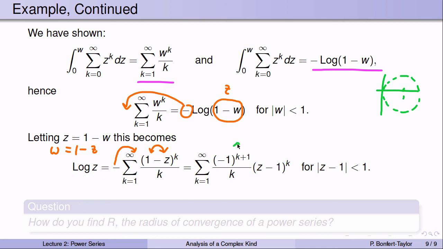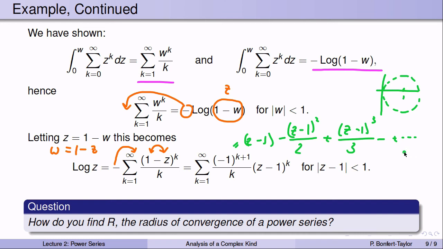Let's write down the first few terms. When k is equal to 1, I find minus 1 squared, that's 1, divided by 1, times z minus 1 to the first power. So the first term is z minus 1. The next term is minus 1 cubed divided by 2, so minus z minus 1 squared over 2. Next I get the plus z minus 1 cubed over 3, and so forth.